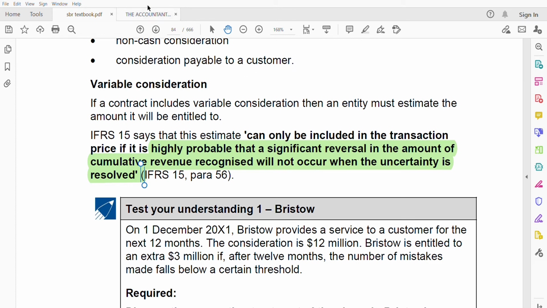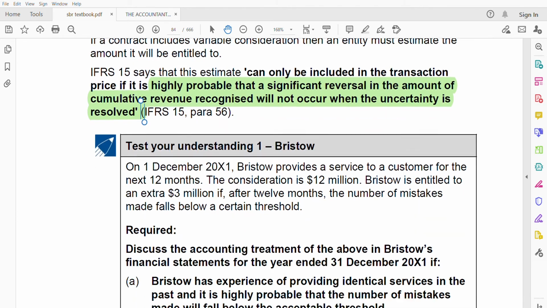Definitely we'll do a question on this because it's hard to understand by the words. We'll do a question on it to understand this variable consideration part. Then only you add this variable consideration in the transaction price.